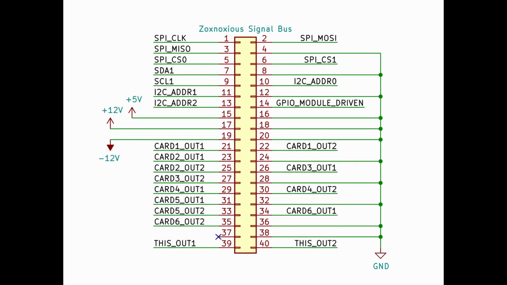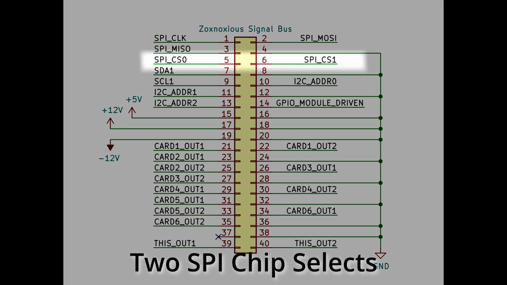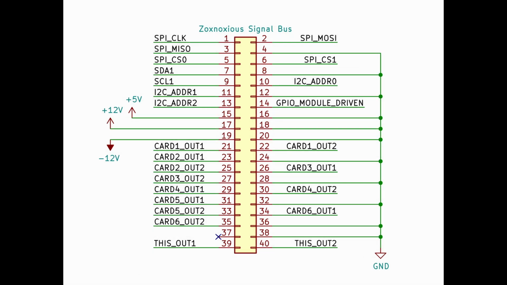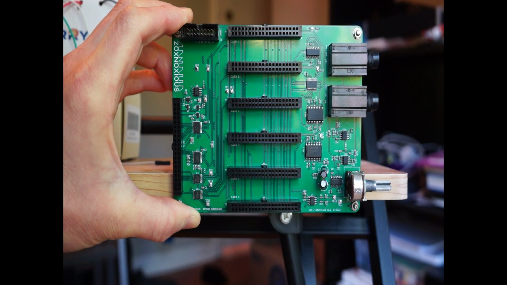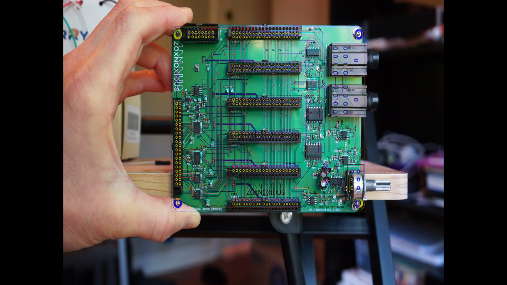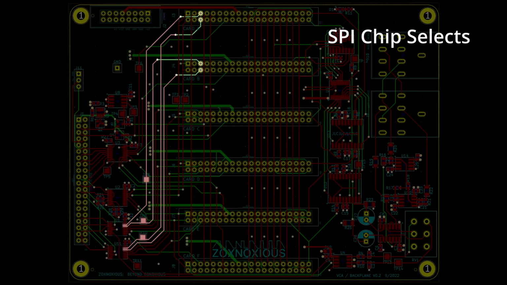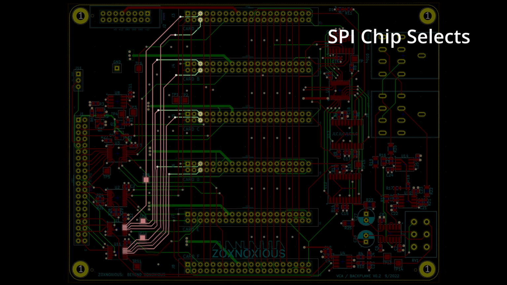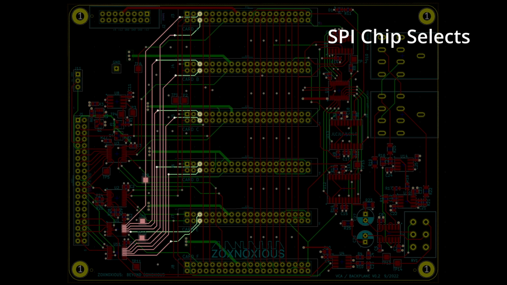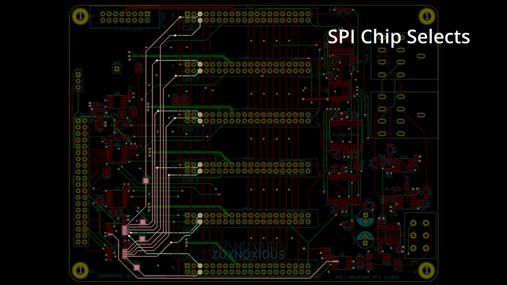Unlike I2C, which uses an address for each peripheral, SPI must set a chip select on the device it talks to. For that, the signal bus provides two chip selects to each voice card, so each voice card can have up to two SPI devices. We've got six voice cards, so that's 12 chip selects required to control everything. Oh, and the backplane has a DAC, so another chip select goes to the backplane. 13 chip selects, and here's where an issue comes up.